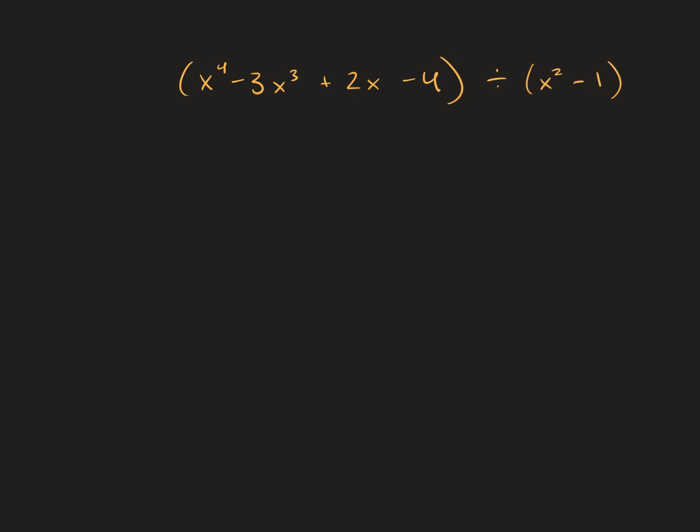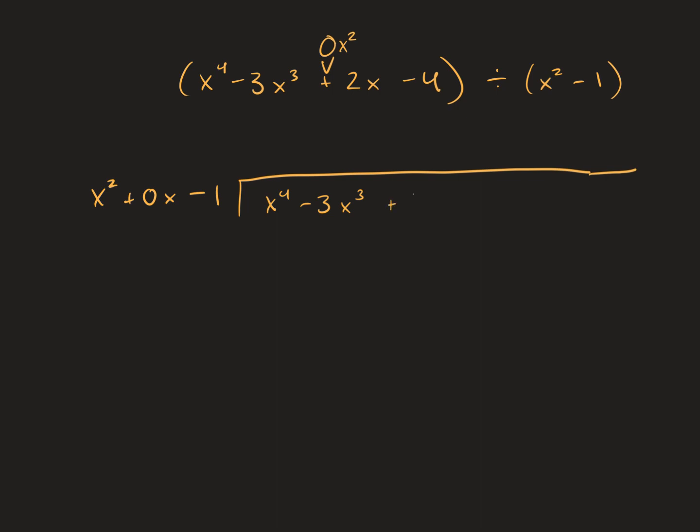So on the outside, we have x squared minus 1. I'm going to put a 0x as a placeholder. You don't have to put that 0x there, but it will help hold the place when you are dividing and multiplying. Inside the box, we have x to the 4th power minus 3x to the 3rd power. I'm missing an x squared, so in that spot, I'm going to put a 0x squared plus 2x minus 4.